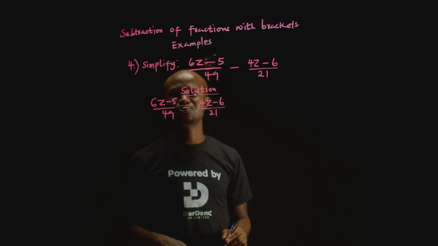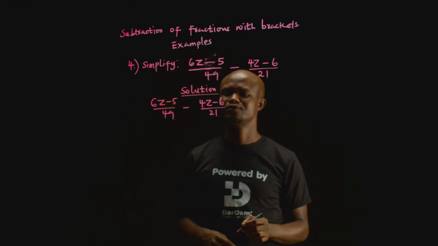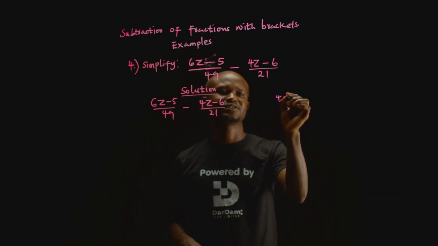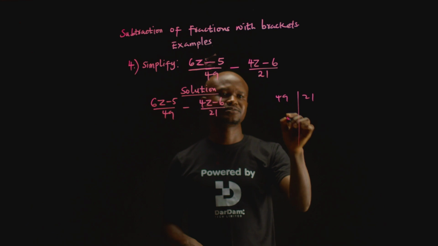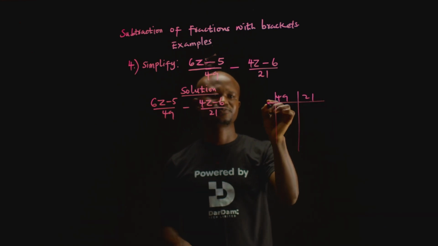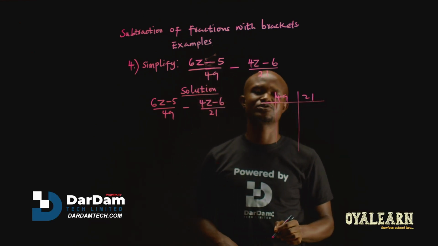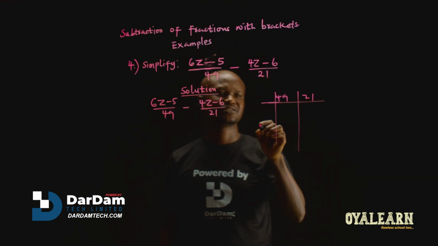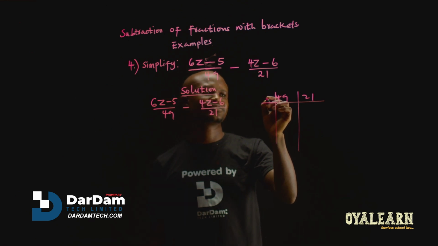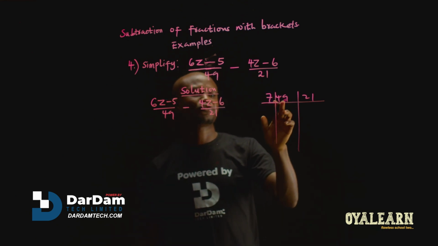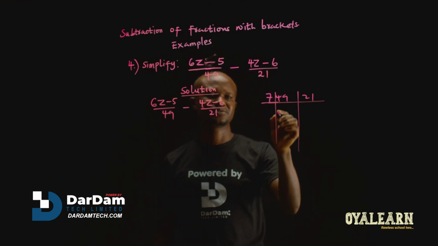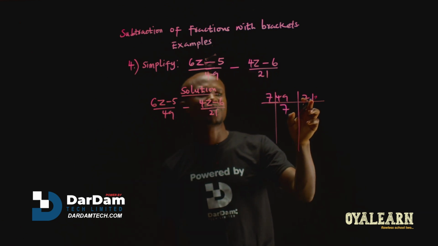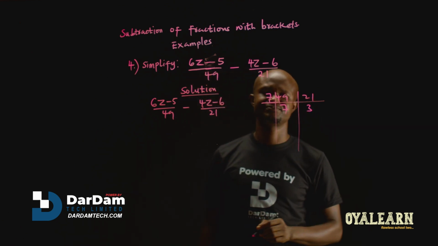Now, the first thing we need to do is to find the LCM of the denominators. We have 49 and 21. To get the LCM, what are we going to do? From this question, we have 49 and 21. We can use 7 first. 49 divided by 7 is 7, and 21 divided by 7 we also have 3.